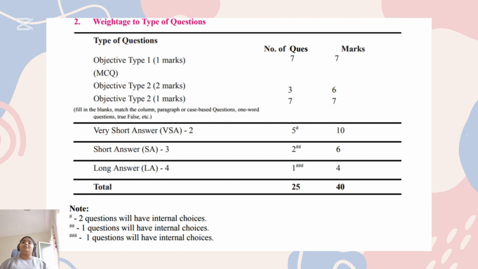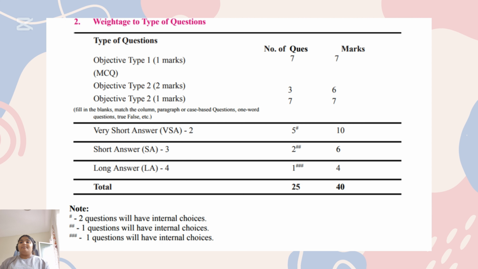Okay, so the next category is the long answer questions. For this, one question will have 4 marks, but the thing about this long answer question is that there will only be one question for you.